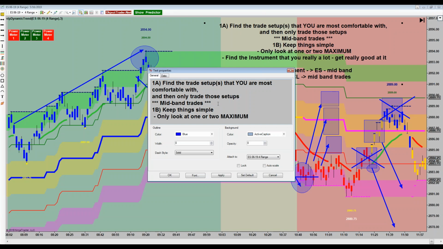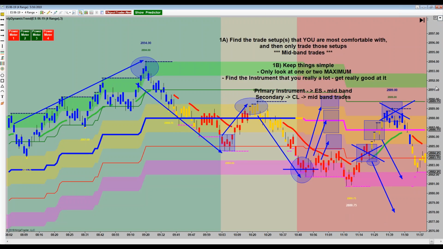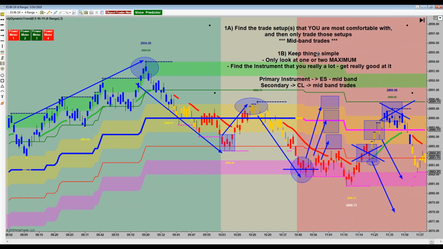I can't offer you anything other than my teaching, but this is the heart of the matter right here. This is it, 1A and B. Find the setups you're good at, stick with them and do them. Keep things simple, pick one or two instruments, learn them really well, get good at the combination, both the trade entry type you like and the instrument that you pick.